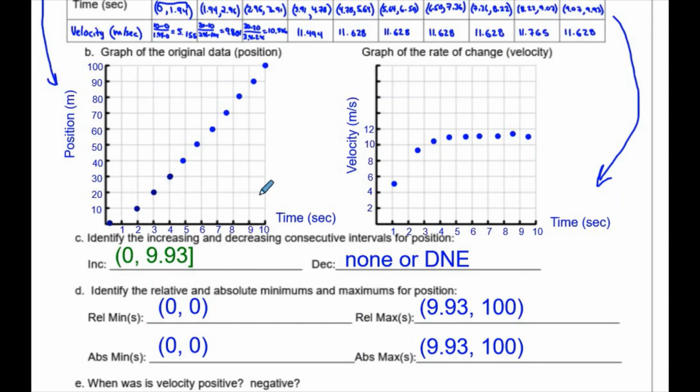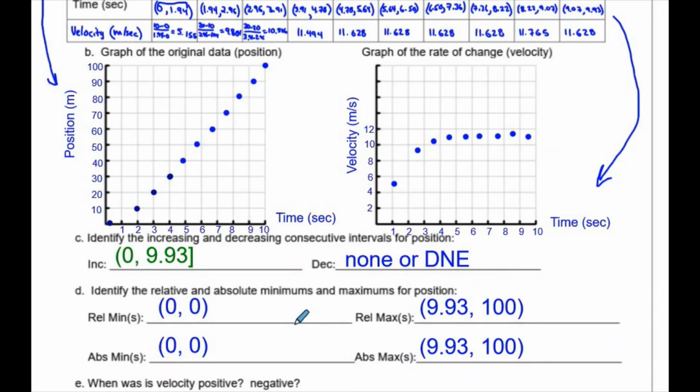So identify the relative and absolute minimums for his position. Again, we're still talking about this graph. His smallest position was at the very beginning, he was at 0 meters, and at the very end, he was at 100. So as a point, that point is 0, 0 as the relative minimum. It's the only minimum on the graph, and his absolute minimum is also that value. His absolute maximum was 9.93 and 100 meters. He ran a 100-meter dash, so that's his relative and absolute maximum.